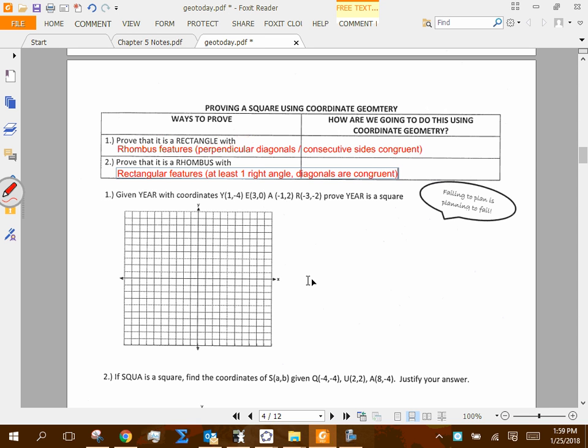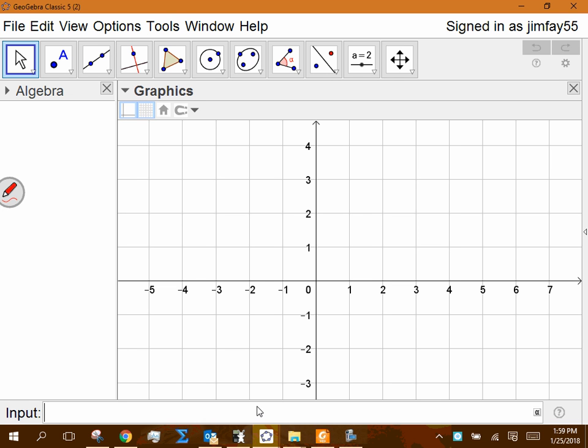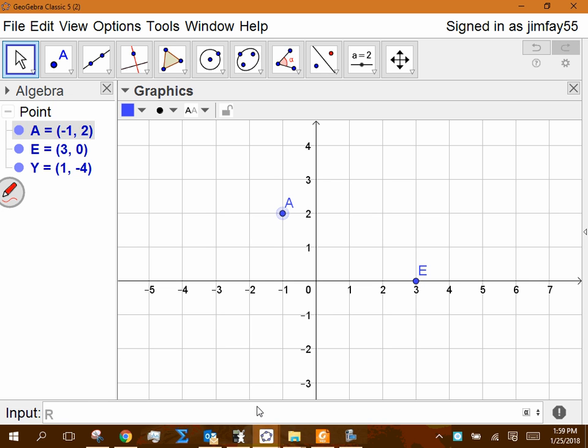So if you can show those types of things, you now are able to progress from a quadrilateral all the way down to a square. As you do these, I'm going to freeze this real quick for you and try to pull this up before we leave. We've got, what was it? Y is equal to 1, negative 4, E is at 3, 0, A, negative 1, 2, and R is negative 3, negative 2.